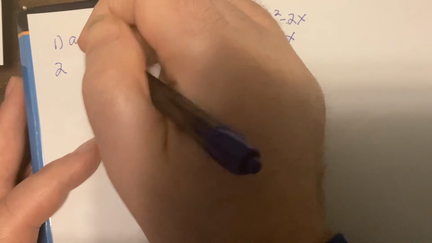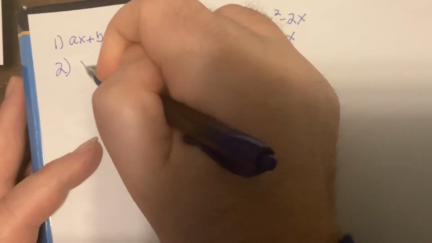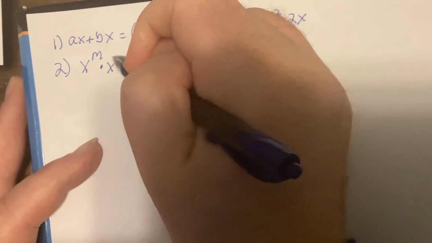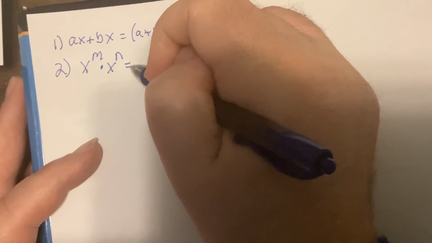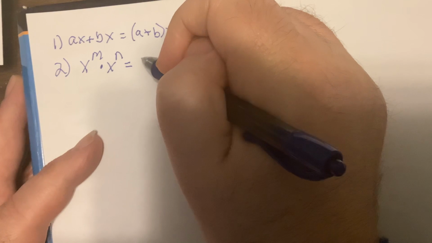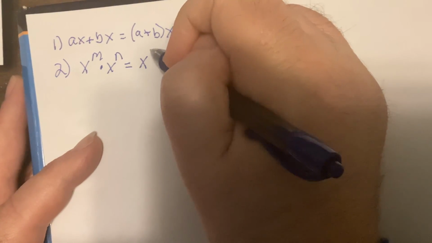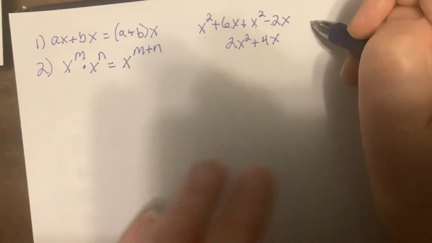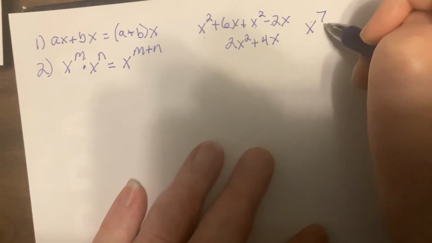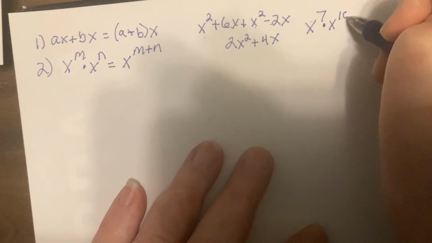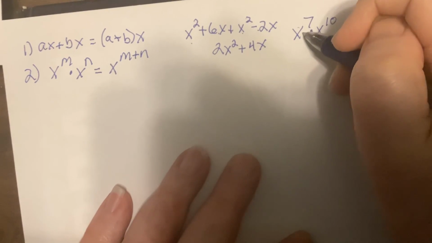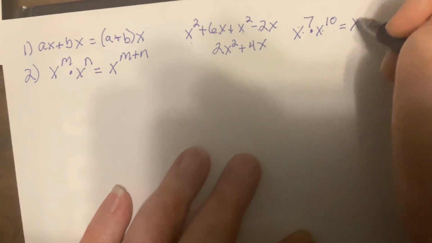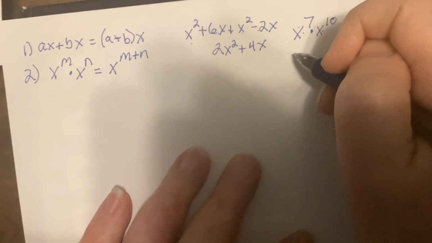Now we get to a real law of logarithms, and it's what do you do when you multiply two things with the same base? Well, you add the powers. So if I said what is x to the 7 times x to the 10th, 7 x's multiplied by 10 more x's would be 17 x's.